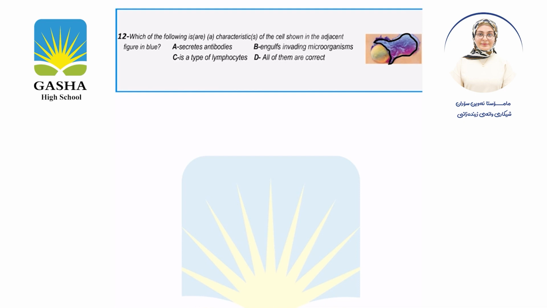Macrophage is not secreting the antibody. And B, engulf invading microorganism. Yeah, this one is true. C, it's a type of lymphocyte. As you know, lymphocyte is B cell and T cell, and macrophage is not a type of lymphocyte. D, all of them are correct, and this one is not true. So the most true answer for this question is what?